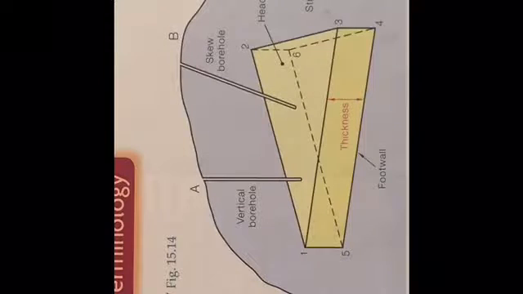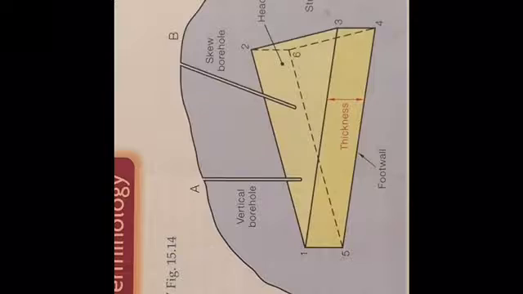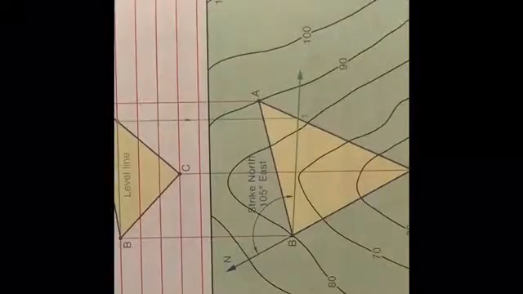Some other terminology that we'll need to know is strike. So the strike is a level line along the surface of the stratum, and the dip is the angle a stratum makes with the horizontal plane, so it's the slope of the stratum. So we'll move into the question.